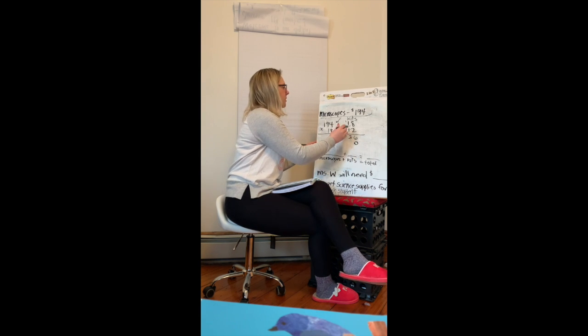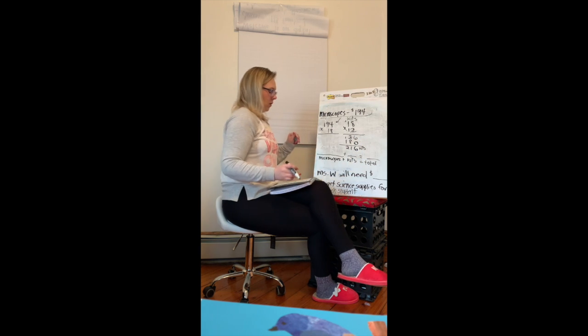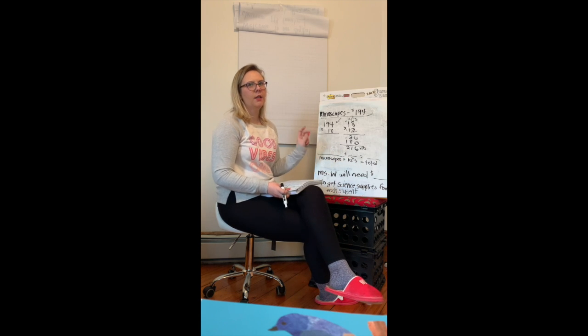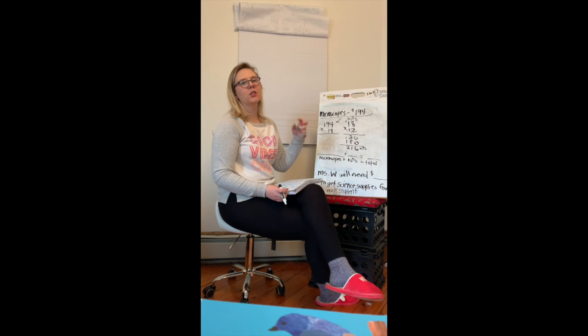Put a 0 as my placeholder, 1 times 8 is 8, 1 times 1 is 1. So 6 plus 0 is 6, 8 plus 3 is 11, carry my 1, I get 216 kits needed. That's not my last step. I do this for you because I want to make sure that you remember that you have to take that total and multiply it by how much each kit costs.